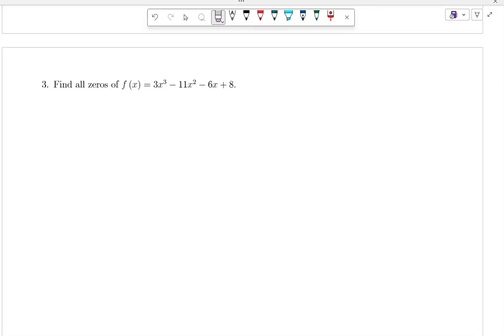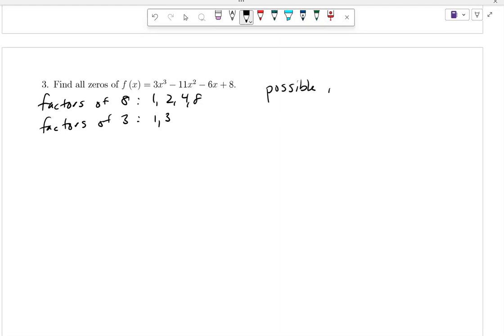So let's get that list first. What are we going to look for factors of to help us find the rational zeros? Factors of 8 and factors of 3. What are your factors of 8? 1, 2, 4, 8. And your factors of 3? That's a little smaller list, isn't it? So what are your possible rational zeros then?